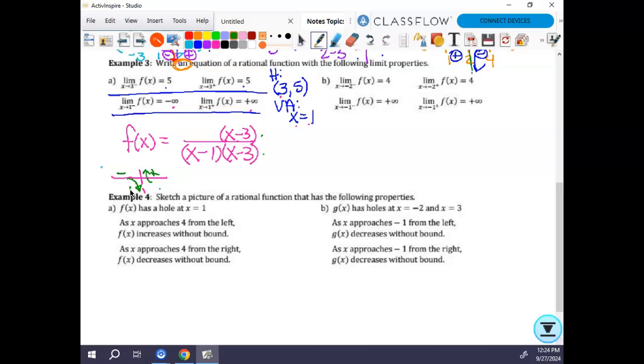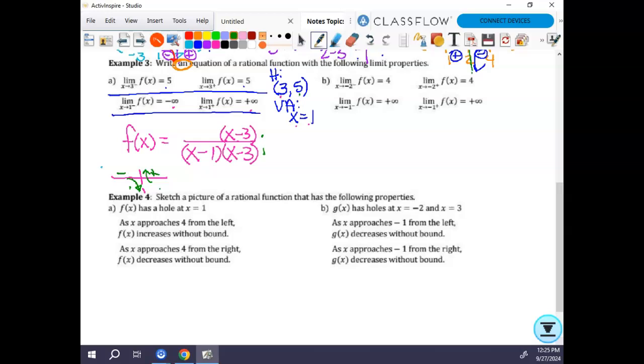The one thing we haven't addressed is this y value here. Because not only do I know where the x value is for this hole, but I also know the y value. So that means after I cancel these out, again, pretend like they're not there, when I substitute in 3, my answer has to be 5.